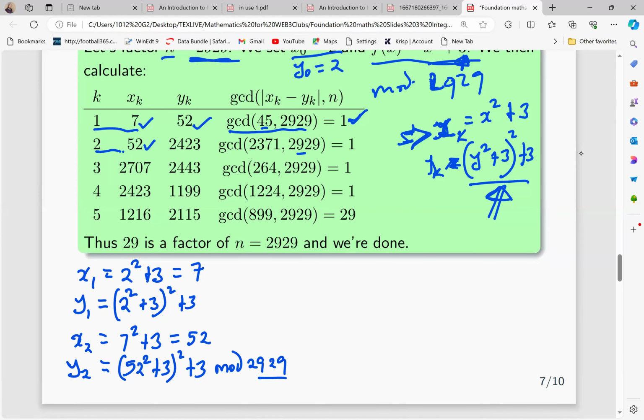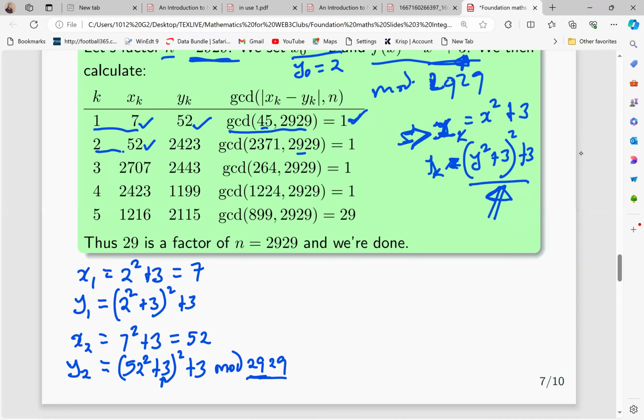What was the other one? Just a minute. 52 squared, what was it? 52 squared was 2704, which is smaller than this, our divisor. Since it is smaller than this divisor, let me proceed and add 3 to it and get 2707. 2707 is still smaller than this. Otherwise, I would have reduced it mod 2929 so that my calculator can accommodate it. I reduce it because I want to deal with smaller numbers.